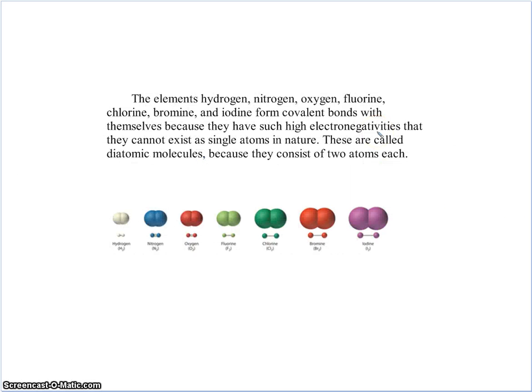Last paragraph here that we're reading together. The elements hydrogen, nitrogen, oxygen, fluorine, chlorine, bromine, and iodine form covalent bonds with themselves because they have such high electronegativities they cannot exist as single atoms. Wow, so they're so good at taking electrons that you put them, the pure atoms, and boom, they take an electron from what's closest to them, which is usually another atom of the same element. These are called diatomic, di meaning 2, atomic meaning atom, because they consist of 2 atoms each.